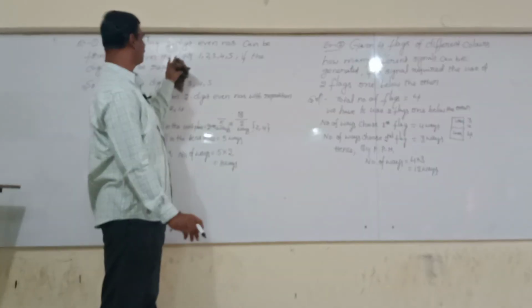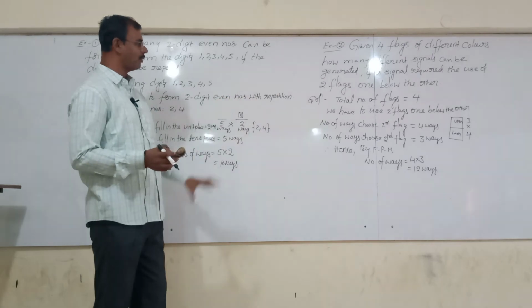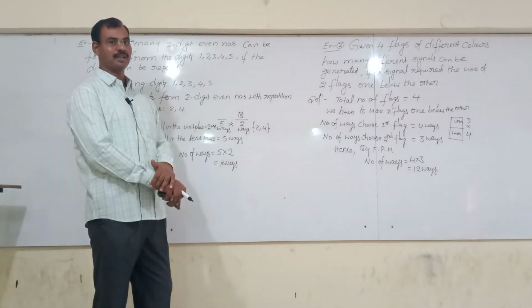Very simple question this is also. Almost all similar here, whether digits are given or flags are given. How many ways can we choose the first signal?